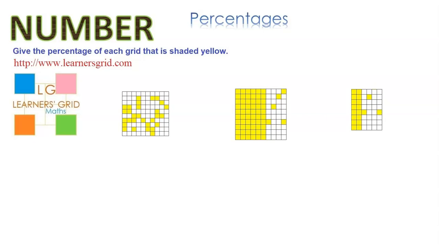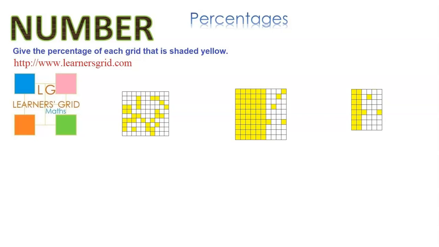So this is a tutorial and we are going to look at giving percentages of shapes based on how much is shaded. And here we've got some grids and we're going to give a percentage from each grid that is shaded yellow. So here's how we're going to go about it. We're going to find out how many little squares there are and then how many are yellow, and we're going to create a fraction. And once we have the fraction, it is pretty simple to go from a fraction to a percent. And we are going to use a calculator to help us.